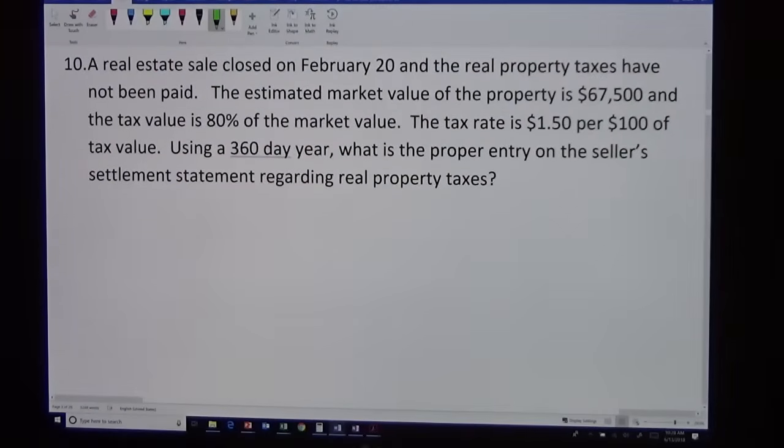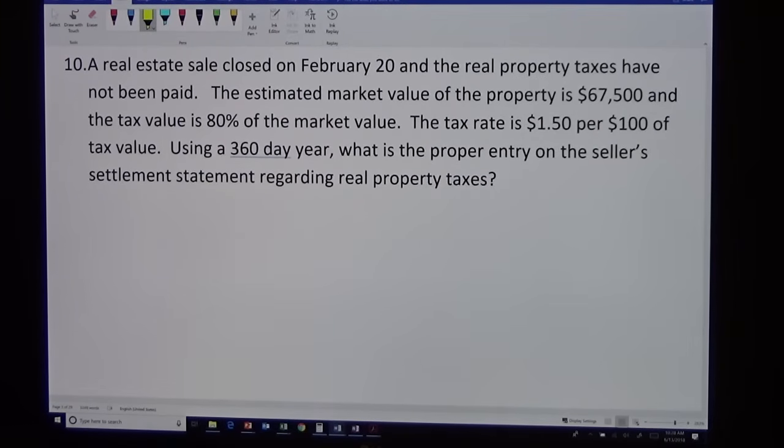Number 10, a real estate sale closed on February 20th and the real property taxes have not been paid. The estimated value of the property is $67,500 and the tax value is 80% of that market value. Tax rate is $1.50 per 100 of tax value. Using a 360-day year, what's the proper entry on the seller's settlement statement regarding real property taxes?